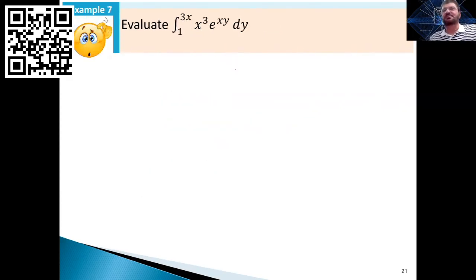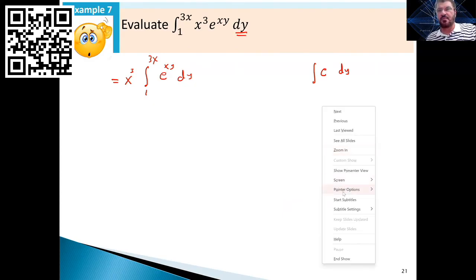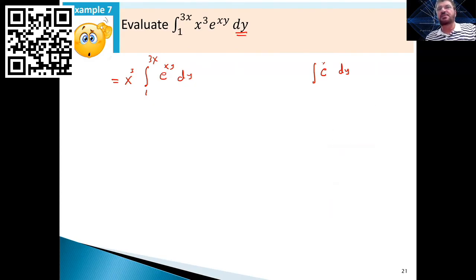Let's do this question. Same thing, I need to integrate with respect to y, guys. So what do we treat x as? We treat it as a constant. So as you can see, you can take x cubed out, guys. Don't worry about it. So this is x cubed times the integration from 1 to 3x of e to the xy dy. Okay, how do you do this, by the way? What's the integration of e to the xy dy? You know, this is very sensitive.